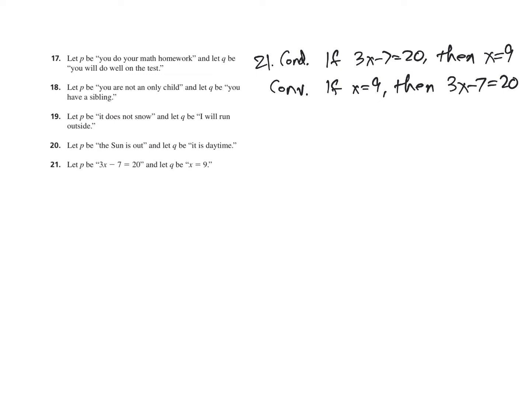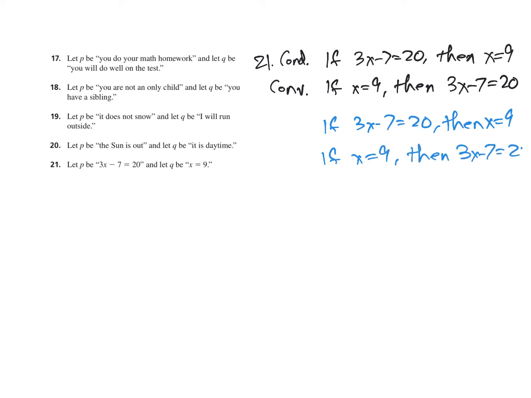All right, now let's rewrite everything again. If 3x minus 7 equals 20, then x equals 9. And then if x equals 9, then 3x minus 7 equals 20. So the inverse, we negate everything. If 3x minus 7 doesn't equal 20, then x doesn't equal 9. And then your contrapositive here, if x doesn't equal 9, then 3x minus 7 doesn't equal 20. All right, next slide.